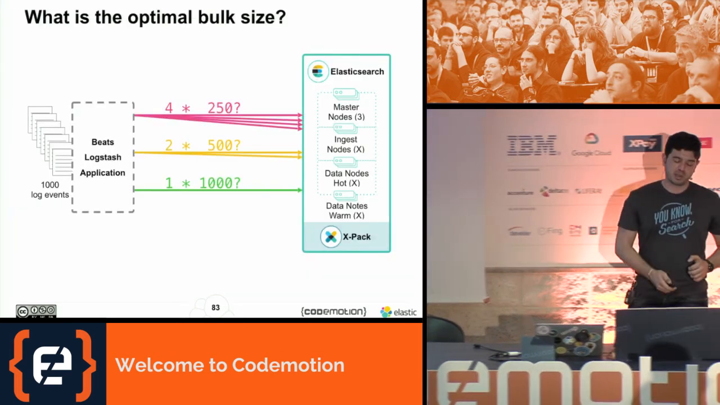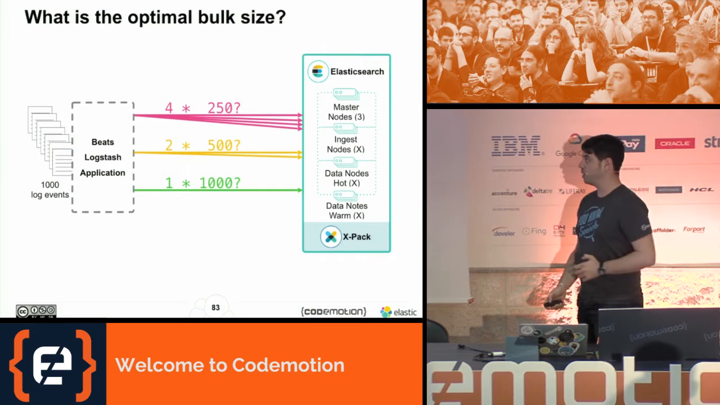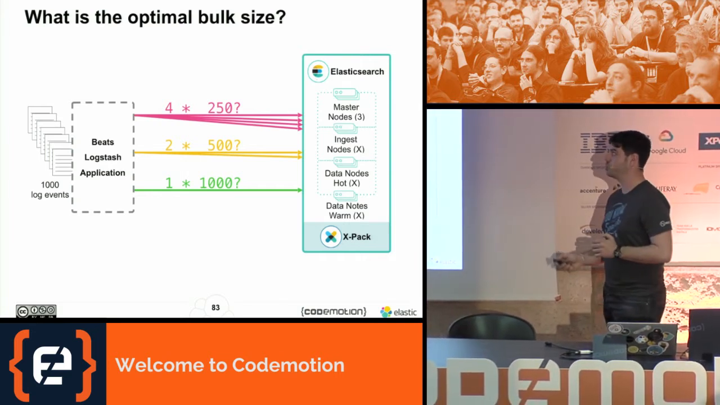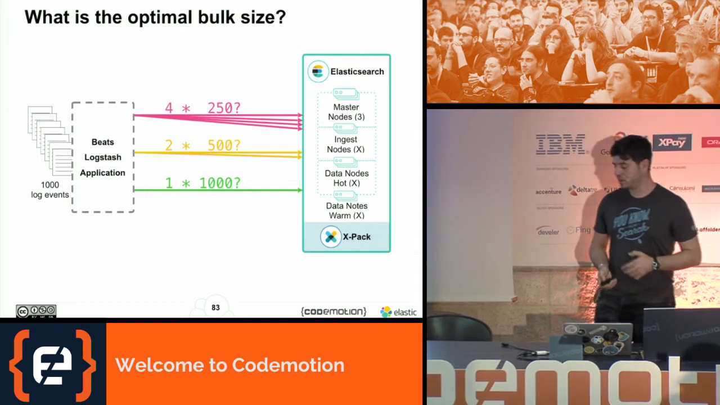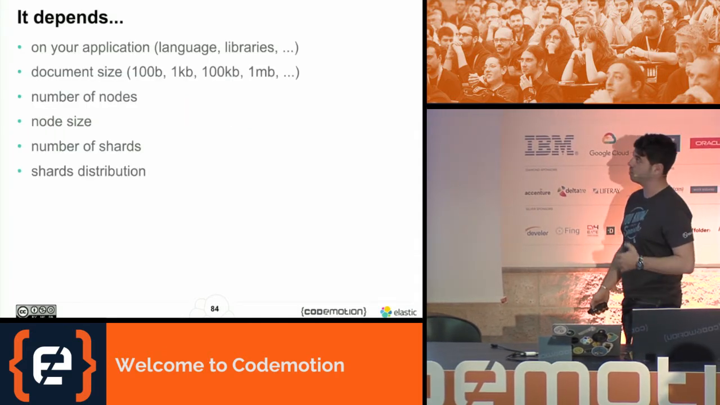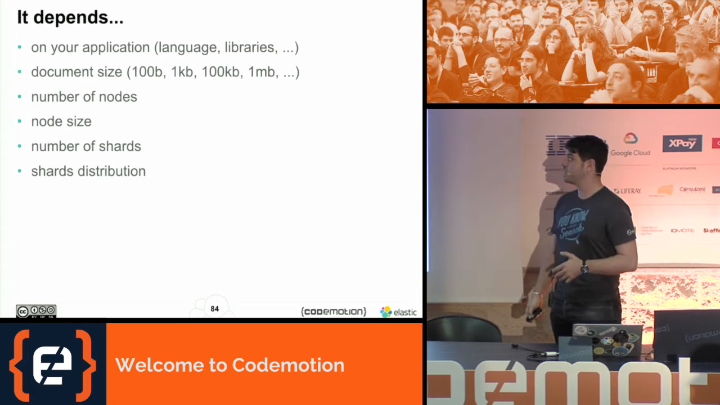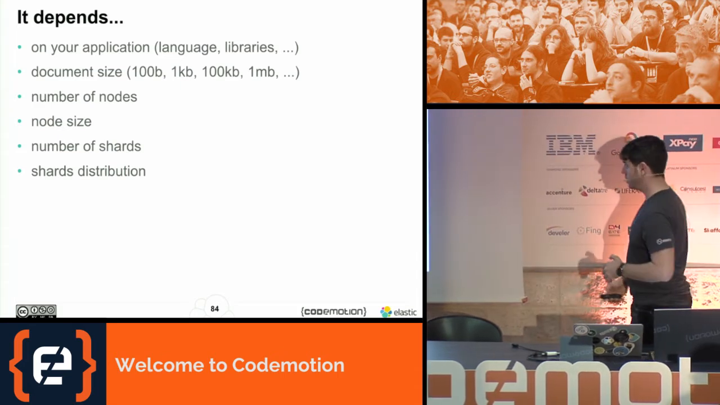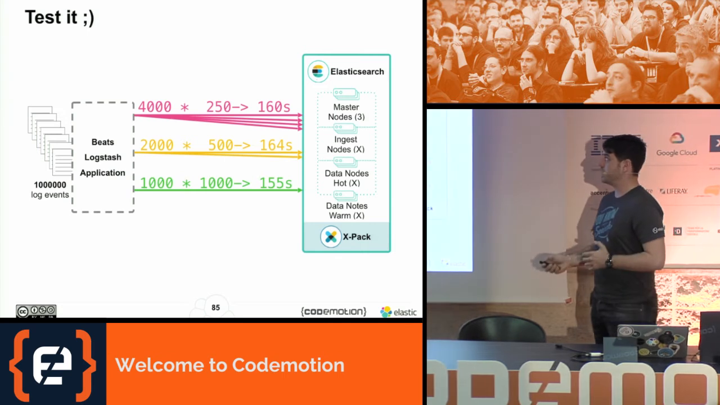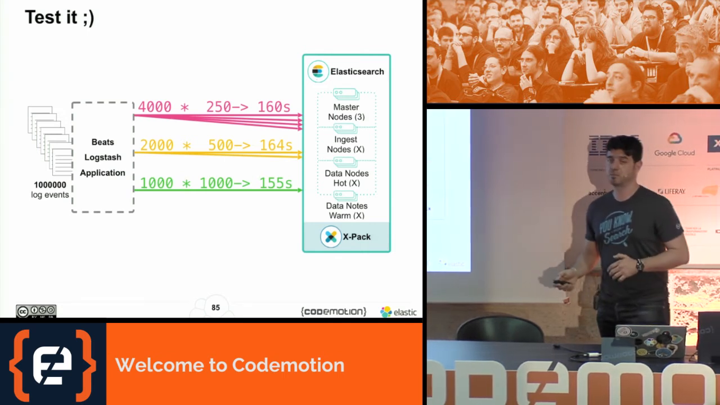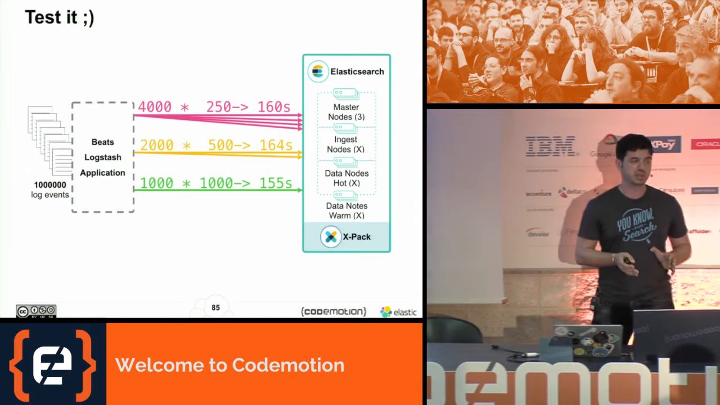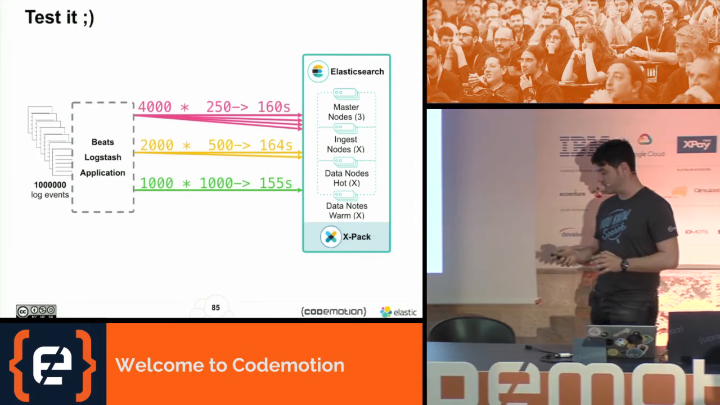So we want to determine the optimal bulk size. Which one is right? 4 per 250 documents or 2 per 500? The answer again here, like the shard sizing, is that it depends. It depends on the application, the document size, the number of nodes, the hardware, how many shards, and so on. So the best way to go ahead is to test based on your environment. All these variables need to be set to have a reliable test.